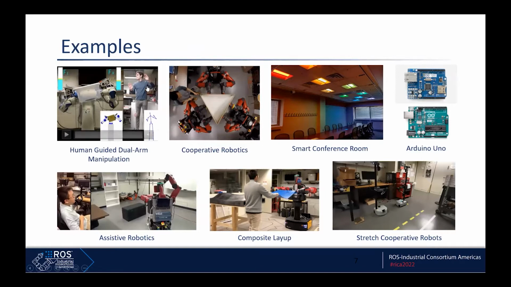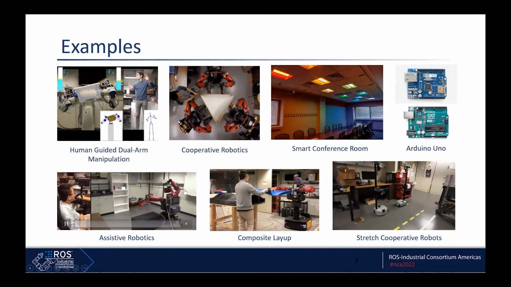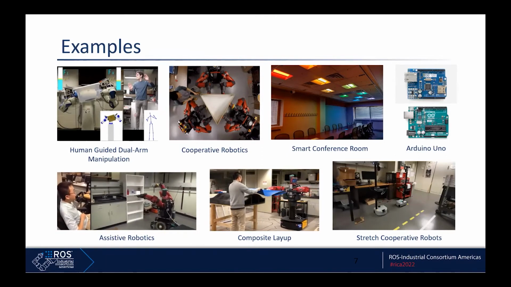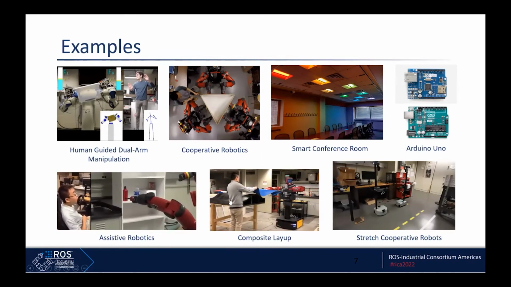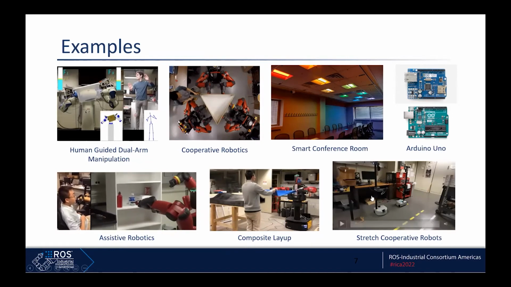There's human-guided manipulation, cooperative robotics. We used it for building control for lighting, assisted robotics. This is a project using a mobile robot with a Baxter on it to work with a disabled person, composite layup, and Stretch robotic cooperative robots.